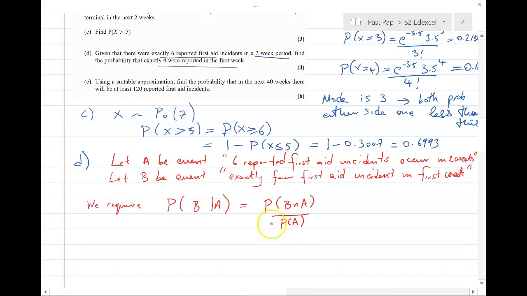Now P of A will be easy to work out, but then P of B intersection A will require a little bit of thought. Let's write down these separately. P of A equals, now this is the one that occurs over a 2-week period, so we've got lambda equals 7 here. That gives us e to the minus 7, 7 to the power of 6 over 6 factorial.